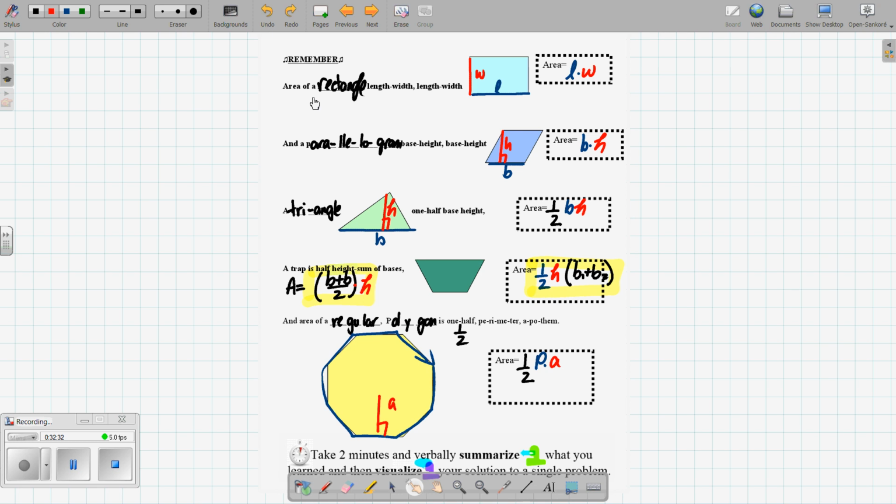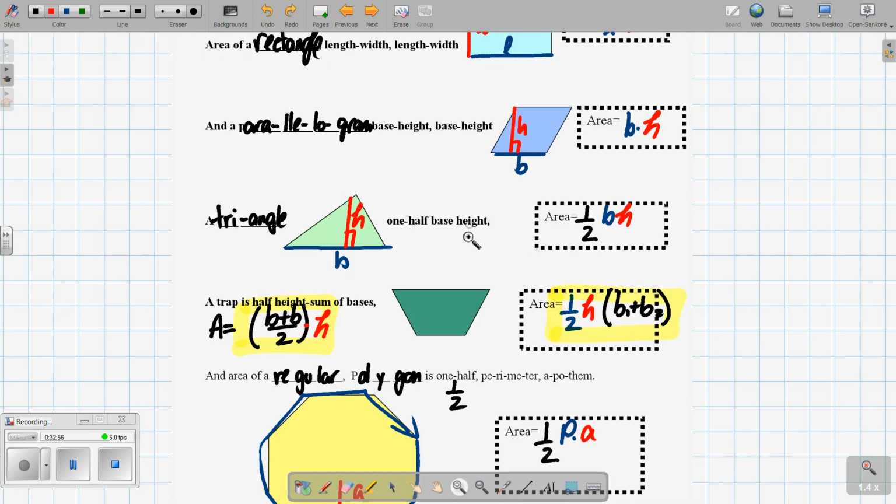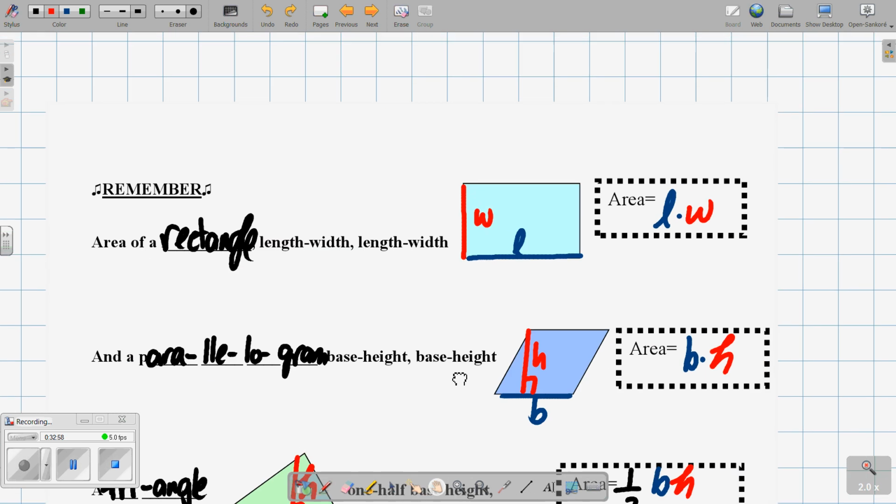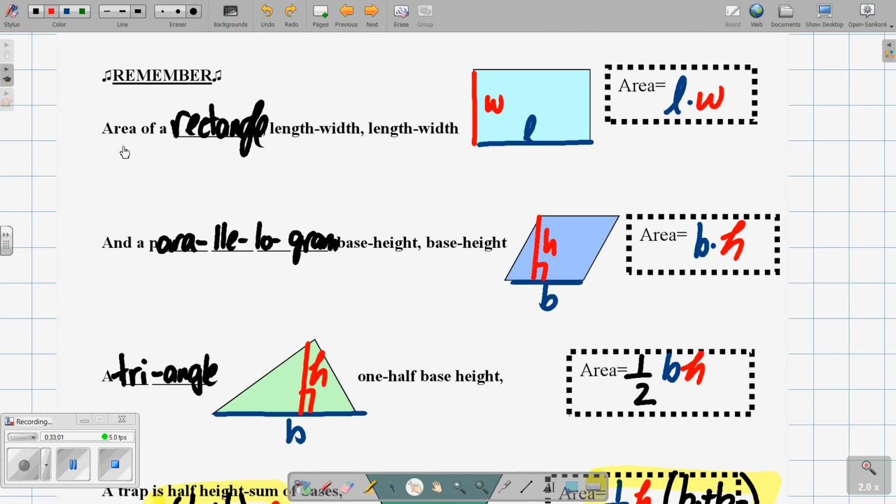The area of a rectangle, length times width, a parallelogram, base height, a triangle, 1/2 base height, a trapezoid is height sum of bases, an area of a regular polygon, 1/2 perimeter apothem. Boom, boom, boom.